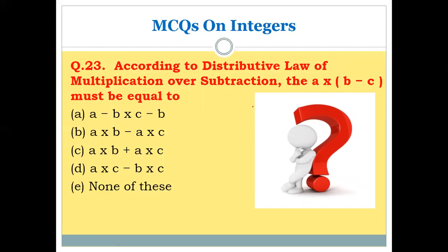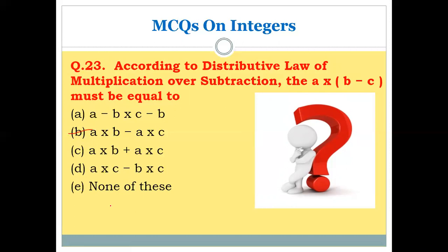According to the distributive law of multiplication over subtraction, a into b minus c must be equal to, if we distribute it, a into b minus a into c. So a into b minus a into c. So B is the correct option here.